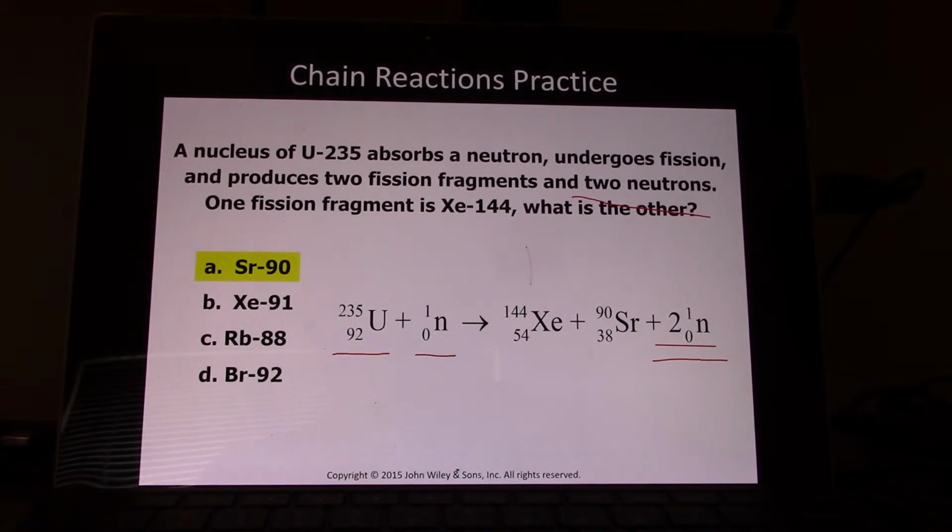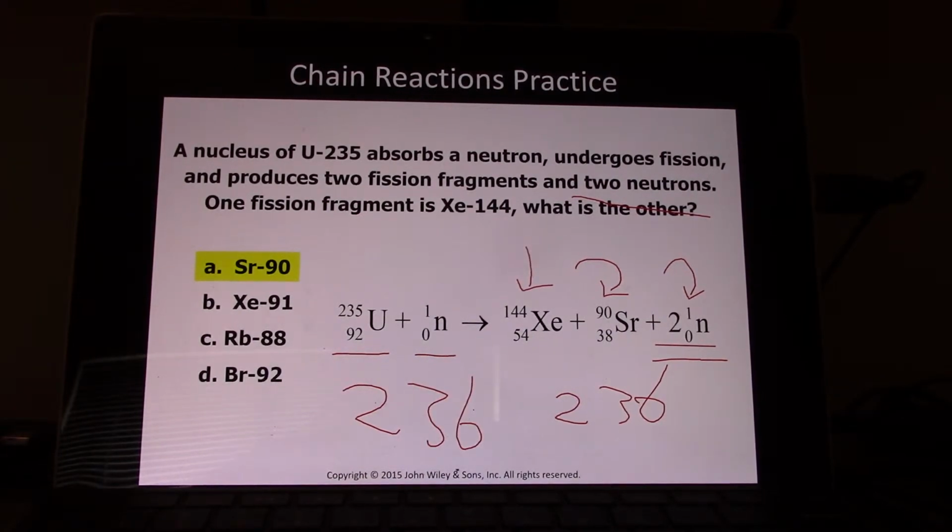And so in the end, 144 plus 90 gets us to 234, plus 2 gets us to 236. Total atomic mass unit of 236. And on this side, 235 plus 1 is 236. So again, it's important to remember the conservation of mass. You start with 236 atomic mass units. You must end with 236 atomic mass units.